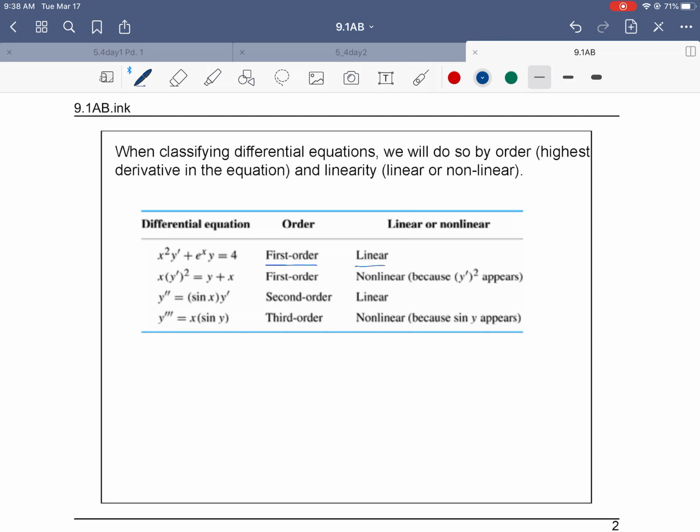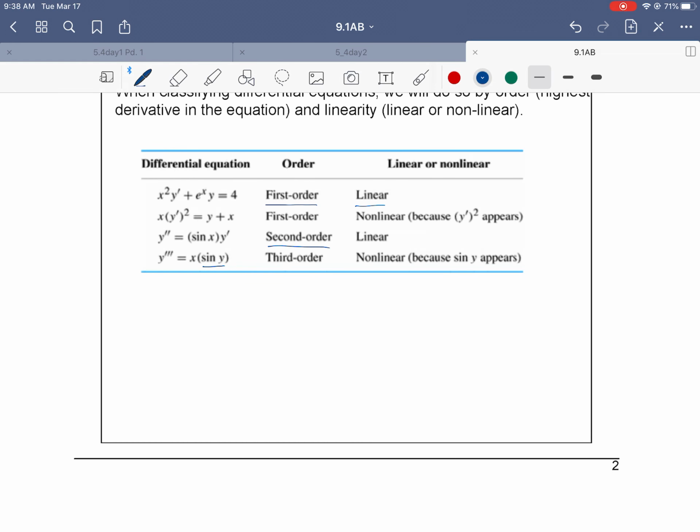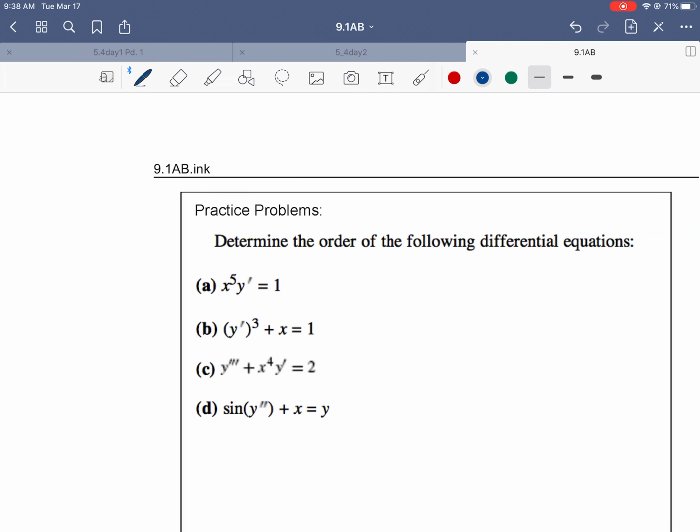The second one is first order because y is just the first derivative again, but this time y prime is being squared, so it is nonlinear. Third one, second order. This is because we have a second derivative, but now the y terms are all linear. They don't have exponents on them. And then we have a third order, and we have nonlinear because y is inside of sine. So those are just for classifying purposes, not super relevant. Don't worry about having that all memorized.